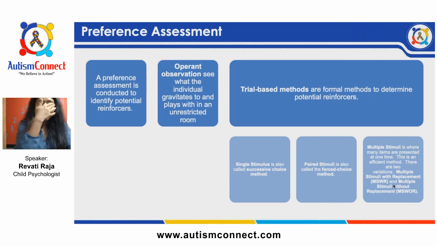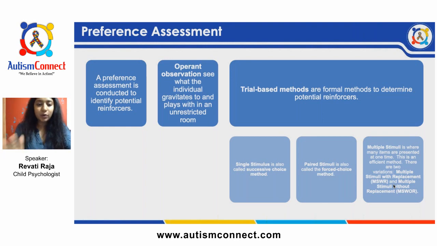Now, how do we do the preference assessment? Here, there are basically two ways in which to do it. One is the operant observation, where we basically allow the child to play. We put them into a room and allow them to have free access to any toy or anything in that room. And then you start noting down what the child gravitates towards most when playing.